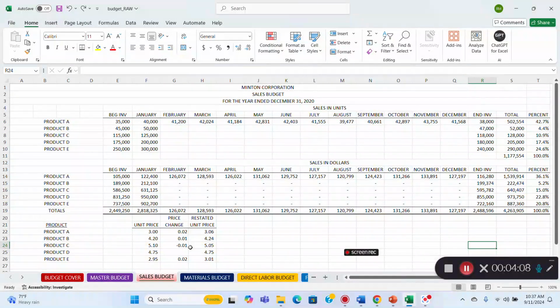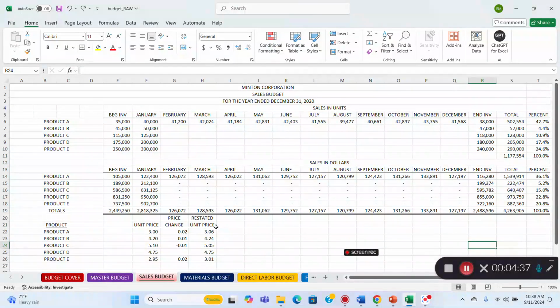Now, why might that happen? Well, I've got some additional competition, for example. Maybe I have somebody from overseas that is now impacting my market. So it could be any number of different things. And then product D, I don't expect any change. And then product E, again, I'm expecting a 2% increase. So that's reflected in the restated unit price.